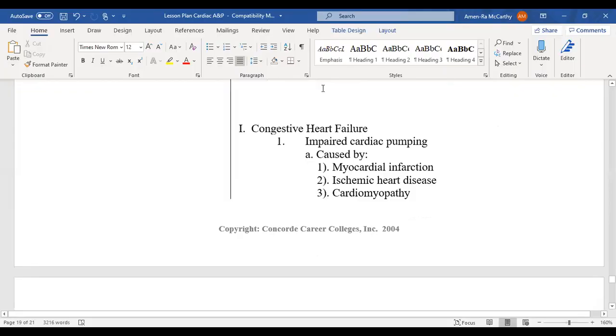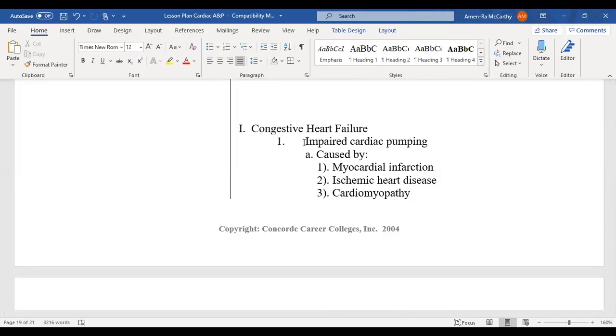All right, I think this is the last one, congestive heart failure. We already said that's a left side heart issue. Congestive heart failure is impaired cardiac pumping. That means this left ventricle, everybody look up here, but y'all can copy that later. The left ventricle is not pumping like it should, right? So if it is not pumping like it should, then that causes congestive heart failure.